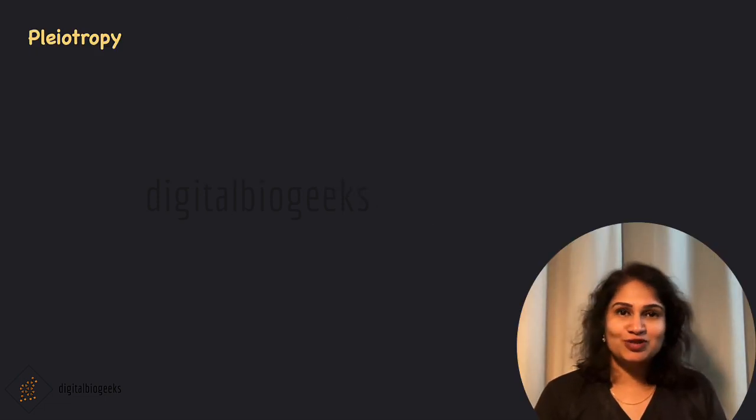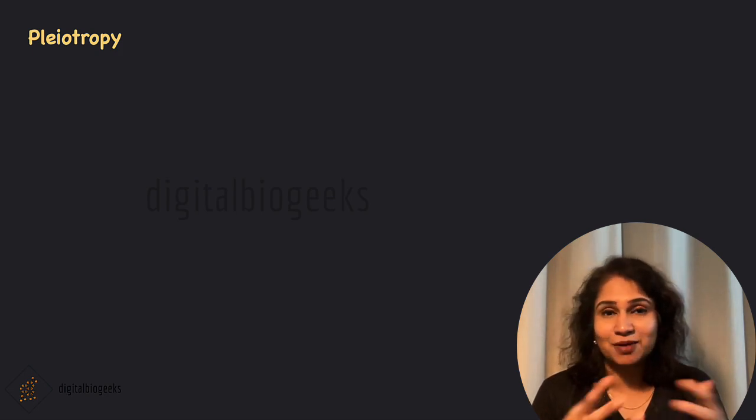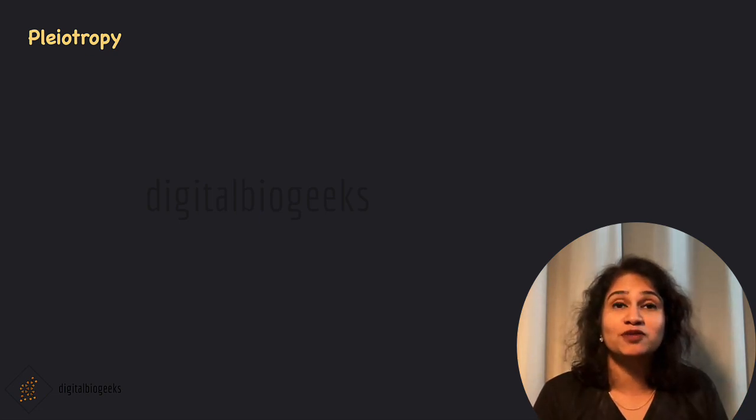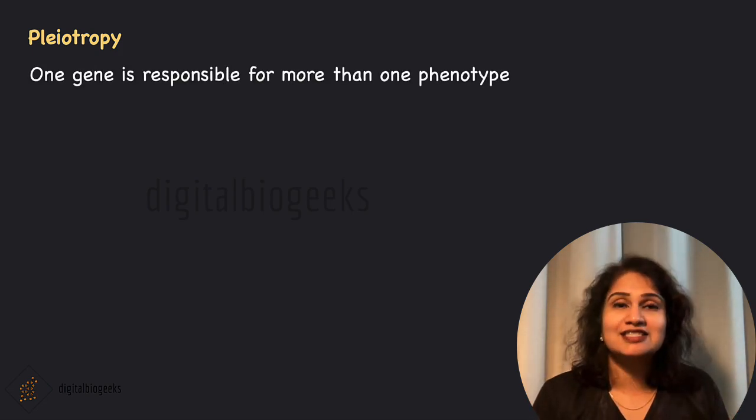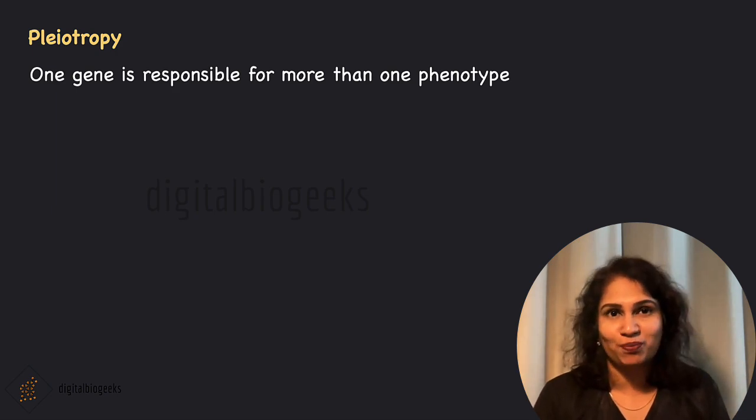Now let's learn about a new term, pleiotropy. In Mendel's experiment, we observe a single phenotypic character is controlled by a single gene. Polygenic inheritance demonstrates that multiple genes are responsible for a single phenotypic character. Pleiotropy is the exact opposite of this. Sometimes one gene is responsible for more than one phenotypic character. This gene is called a pleiotropic gene and the mechanism is called pleiotropy.